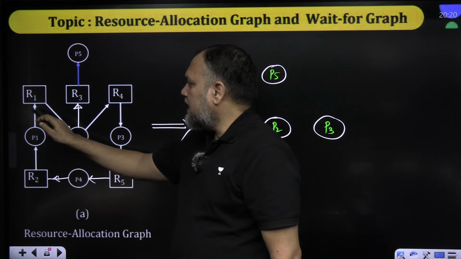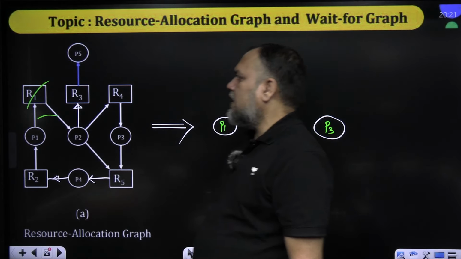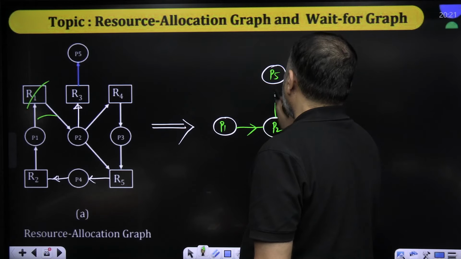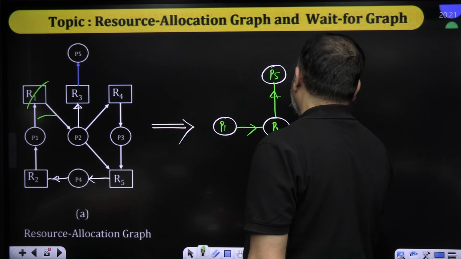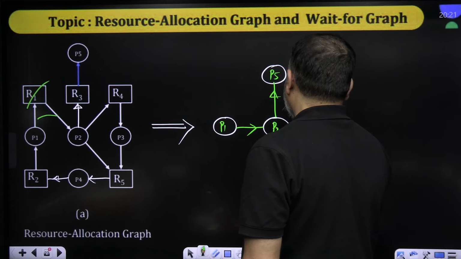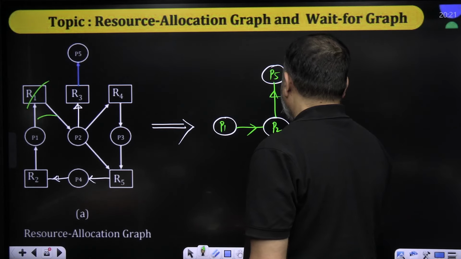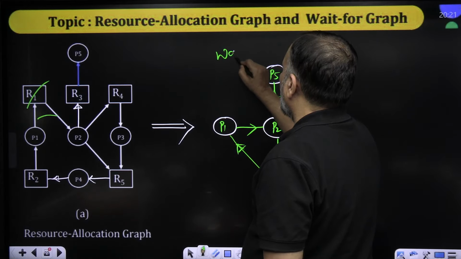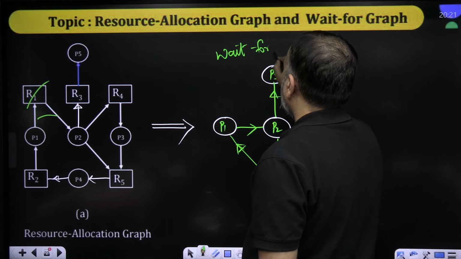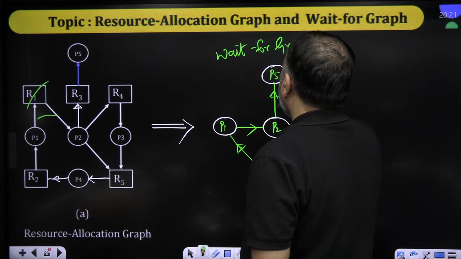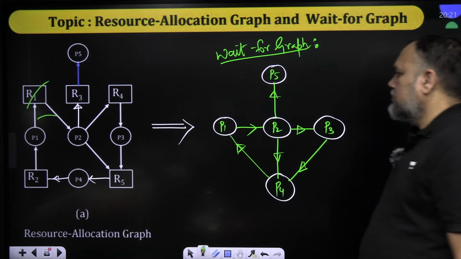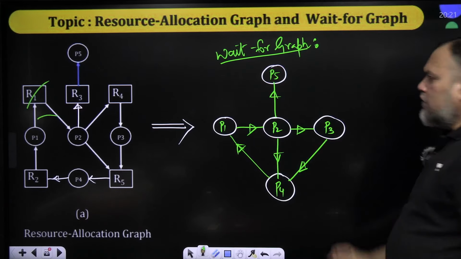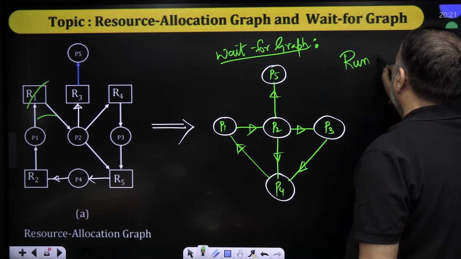So that means I can collapse this vertex and put a direct wait for link from P1 to P2. So I say that P1 is waiting on P2. P2 is waiting on P5. P2 is waiting on P3. P2 is waiting on P4. And P3 is waiting on P4. P4 is waiting on P1. This is called wait for graph. On this wait for graph, you are going to run a cycle detection algorithm.